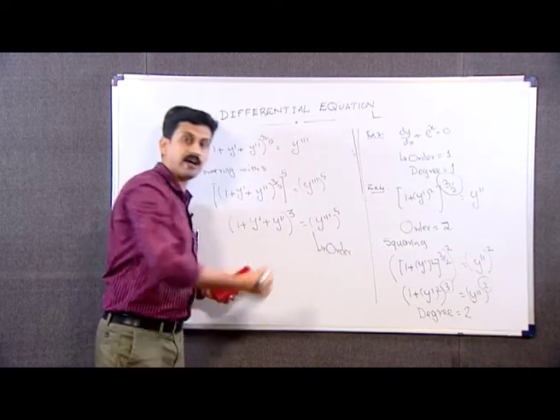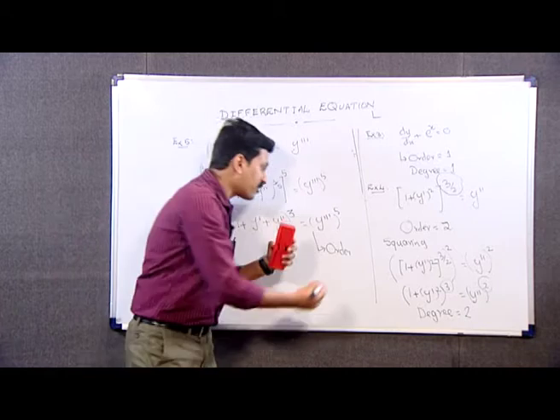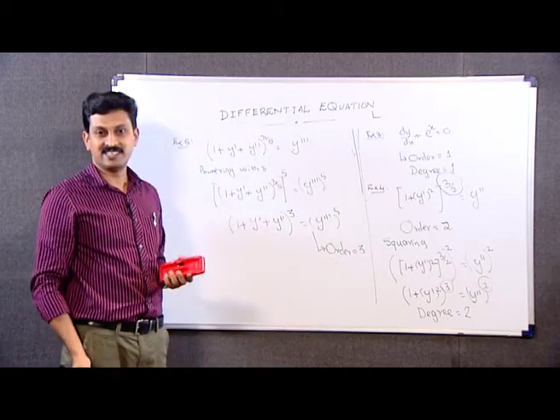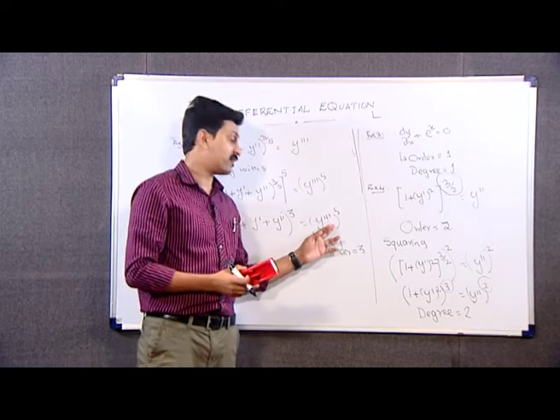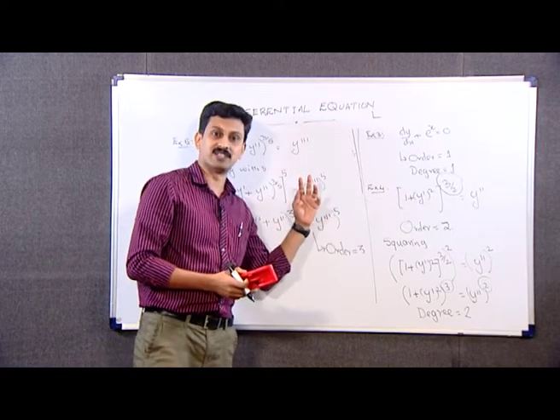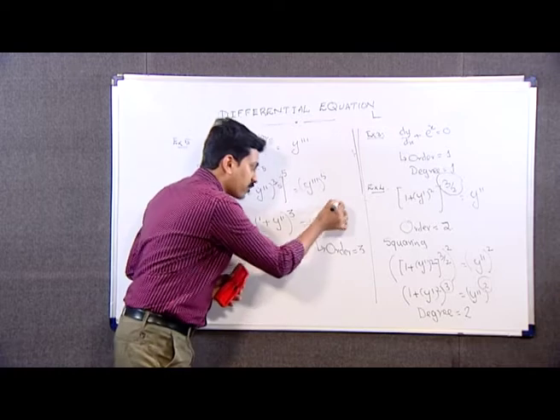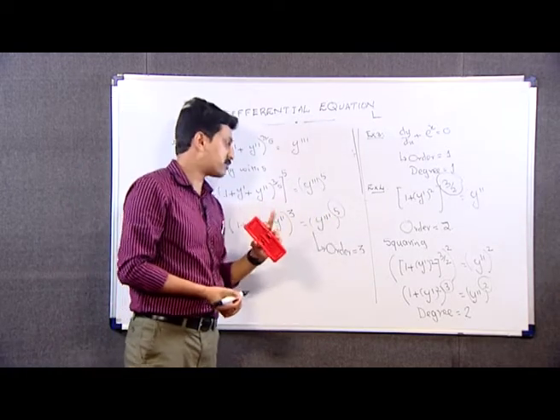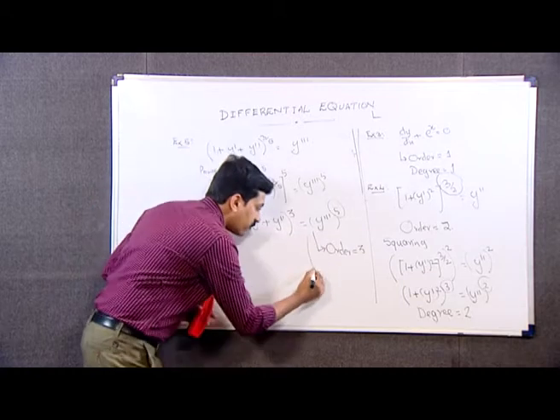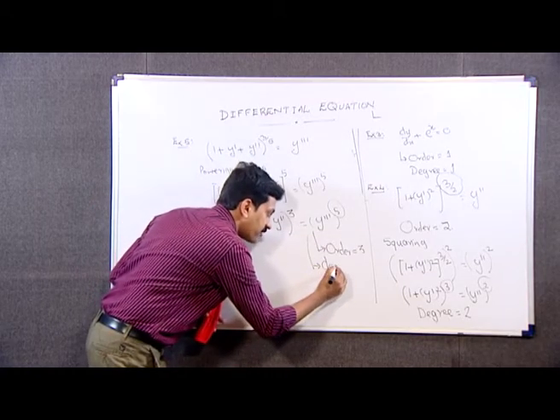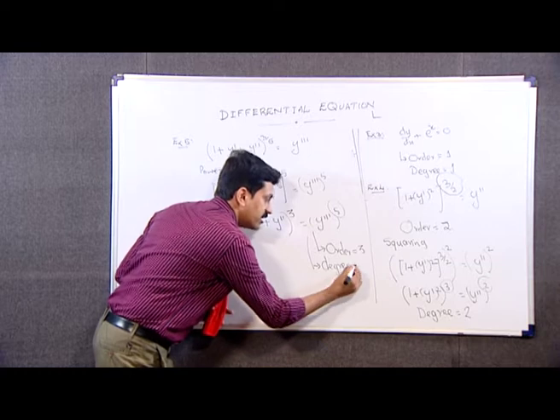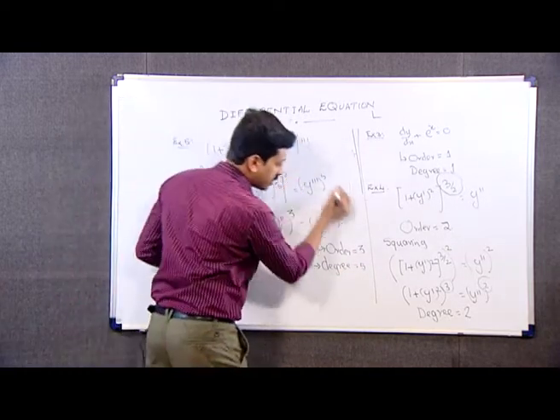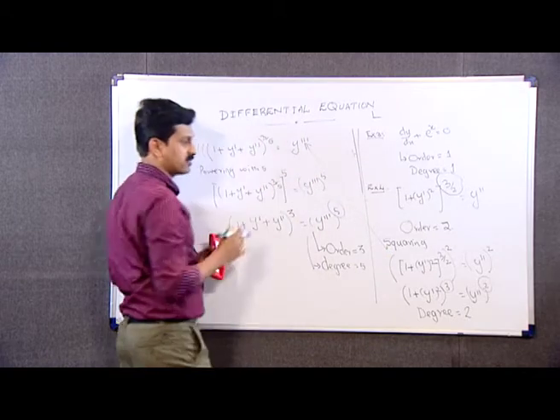Therefore, the order of this ODE is equal to 3, and the power of the highest derivative, that is the power of the highest derivative y triple dash, is 5. Therefore the degree of this differential equation is equal to 5. See, compare these two examples.